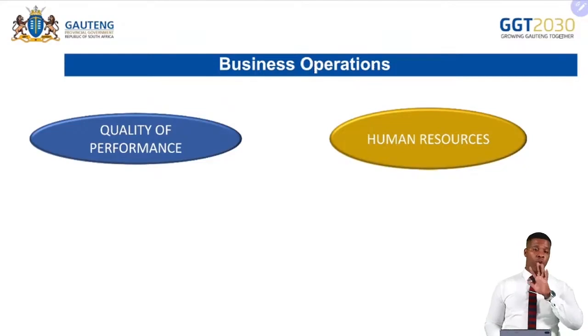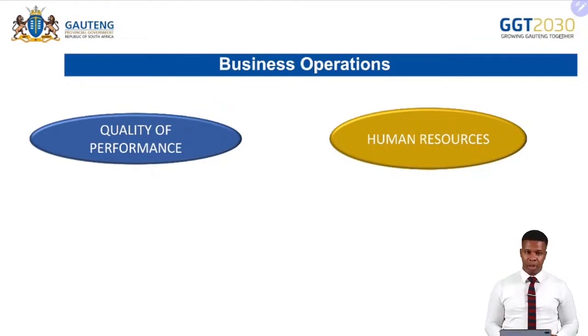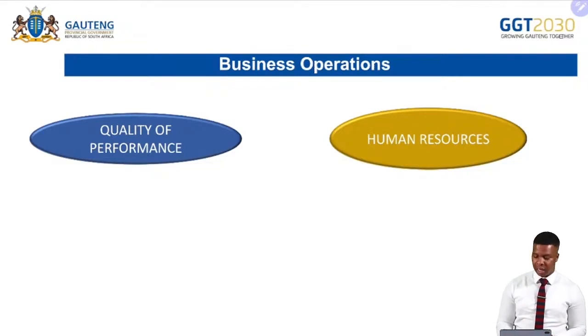Your paper one has only 5 topics. We have 3 from the business environment, and I showed you, and we also have 2 from the business operations, meaning you should study everything so that you become secure. So we have quality of performance here and the human resources. When we are looking into the 2, we will look into the exam guideline to say, what does it say about this? What should you know when you are heading to write your June or your final exam?